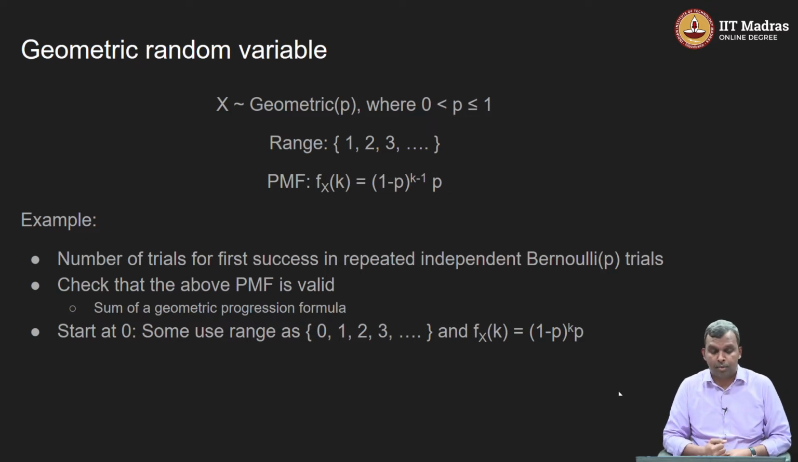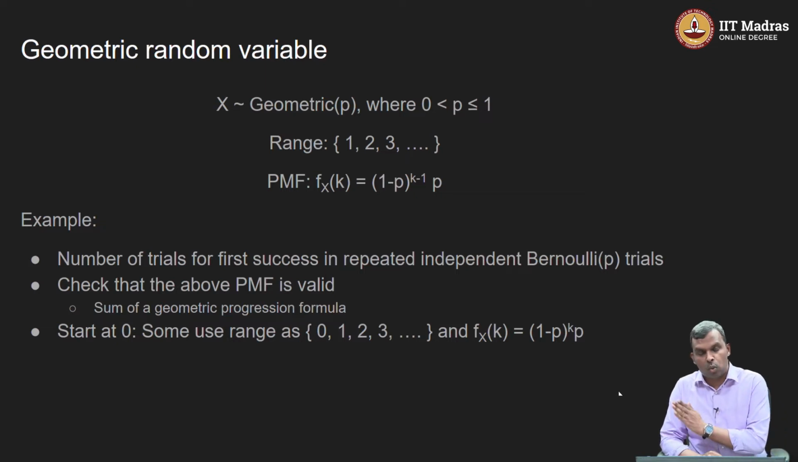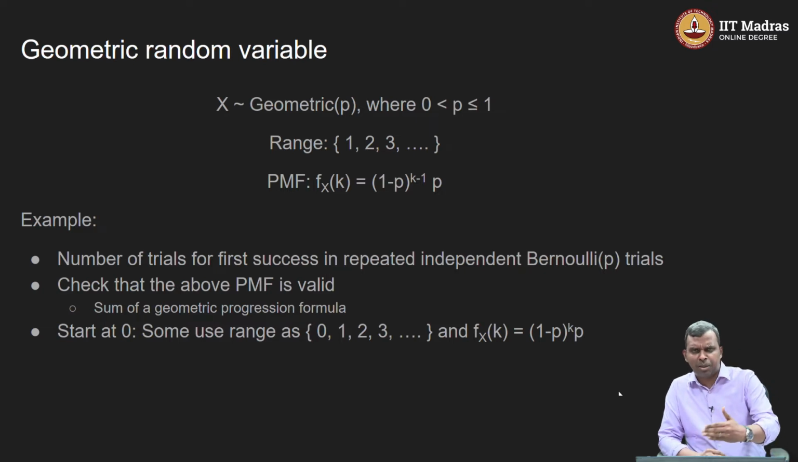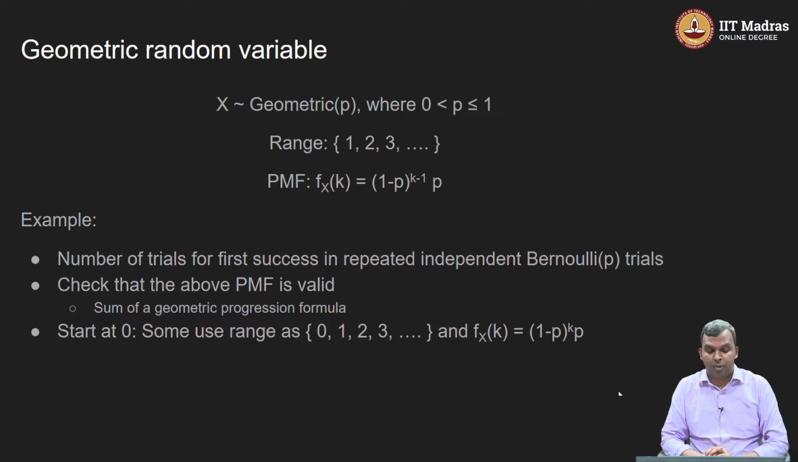So, this is the geometric random variable. Once again, if you say X is distributed as a geometric random variable with parameter p, p will be between 0 and 1, the range is 1, 2, 3, and so on, and the PMF is defined as (1 minus p) to the power k minus 1, times p. Okay. So, once again you see the same principle is being used. You define the range, define the PMF, you fully define the random variable.